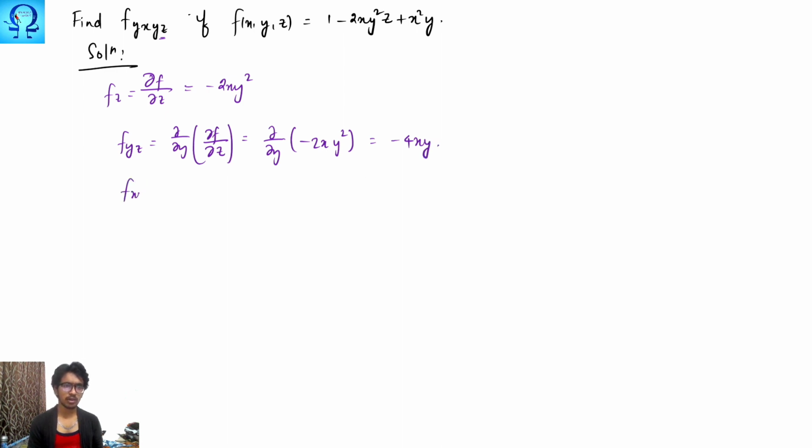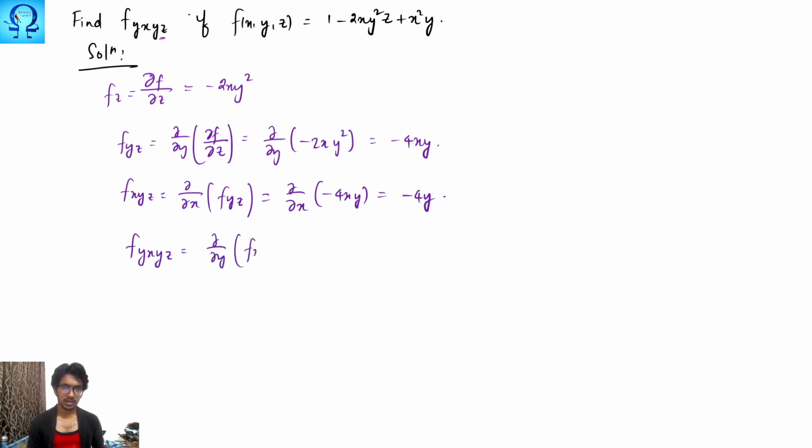Next we are going to find f_xyz, that is del upon del x of f_yz. You are operating this partial derivative on minus 4xy, and this gives you minus 4y. And finally, your f_yxyz is del upon del y of f_xyz. That is del upon del y of minus 4y, which turns out to be minus 4.